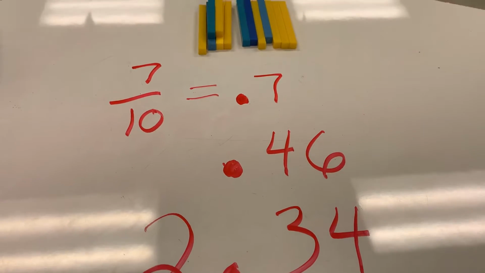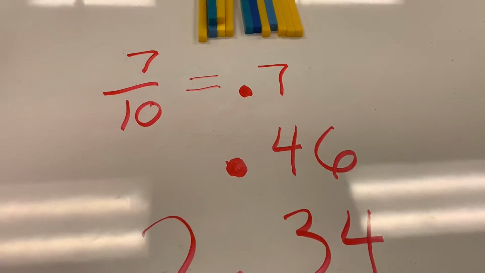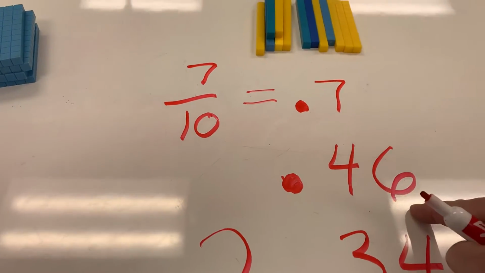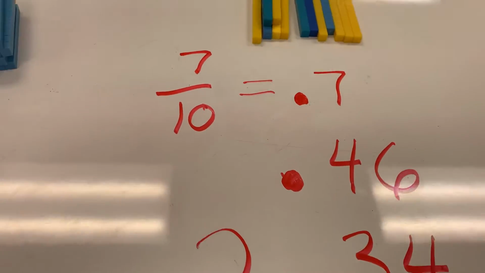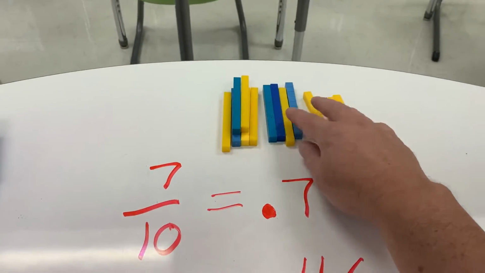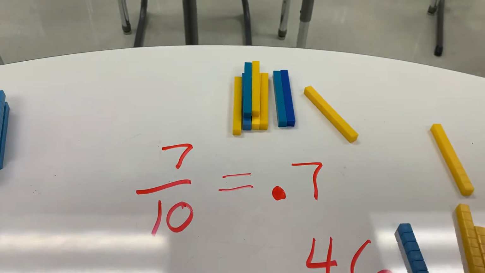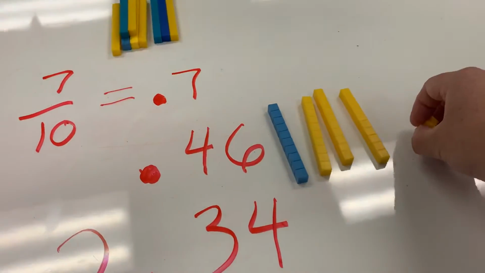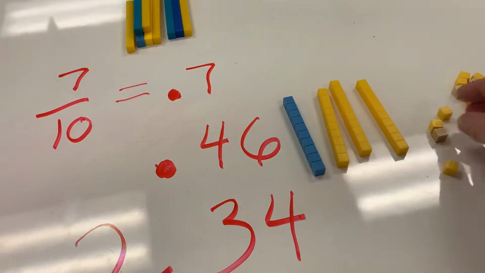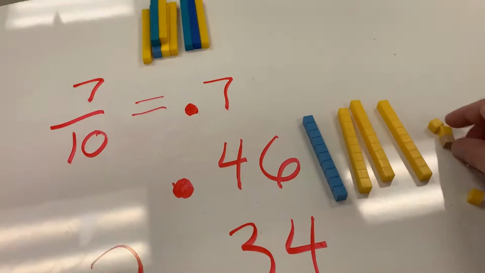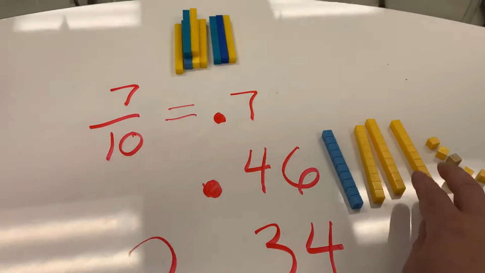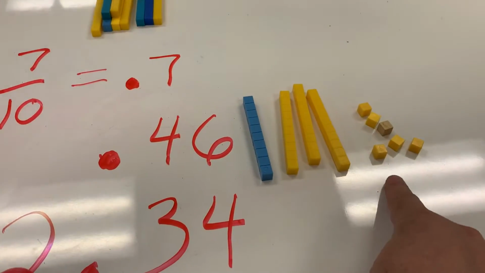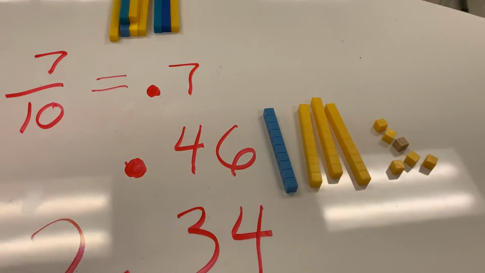We have 46 hundredths, right? We call it hundredths because that's the second place value, 46 hundredths. Okay, so how would we construct that? We would take 4 of these. So I'm gonna go back and get 1, 2, 3, 4. And then we're gonna get 6 of these little ones. 1, 2, 3, 4, 5, 6. And there are our 46 hundredths. So that's how you would make 46 hundredths in the base 10 blocks.